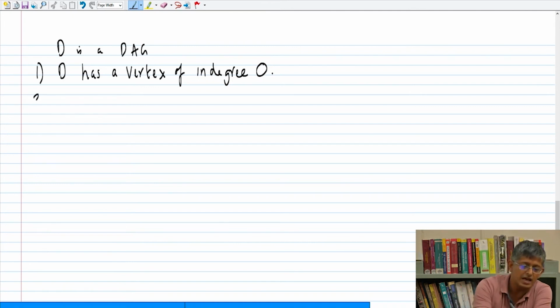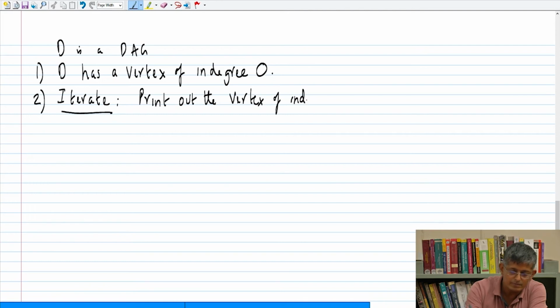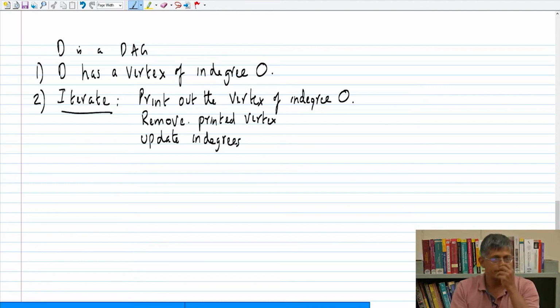So here is the algorithm. Iteratively find a vertex of in degree 0, print it, remove the printed vertex, and update in degrees.